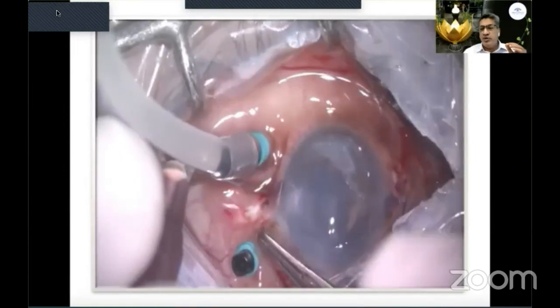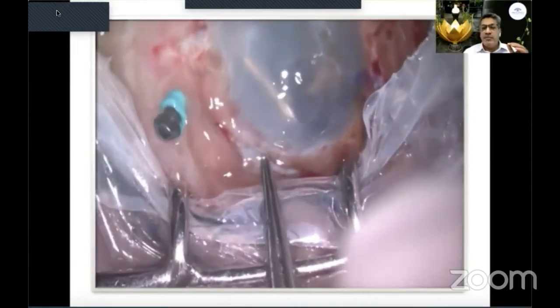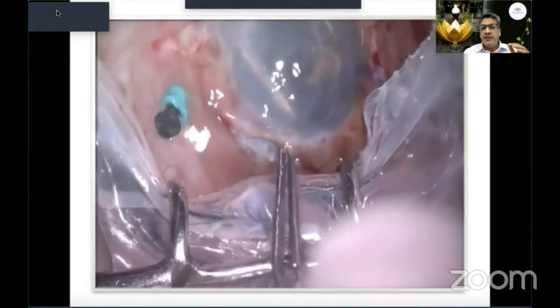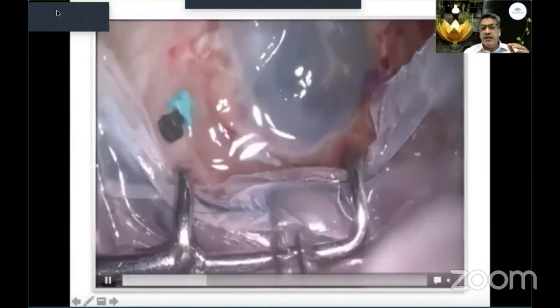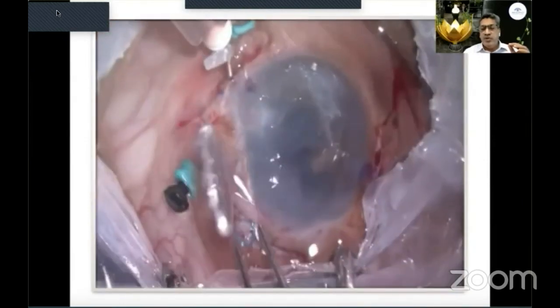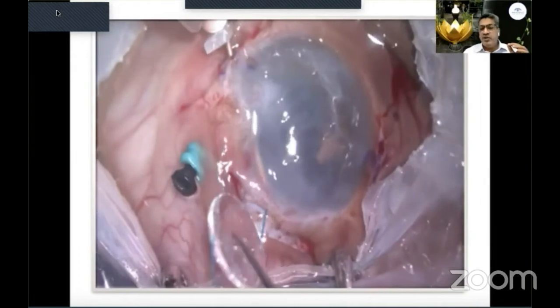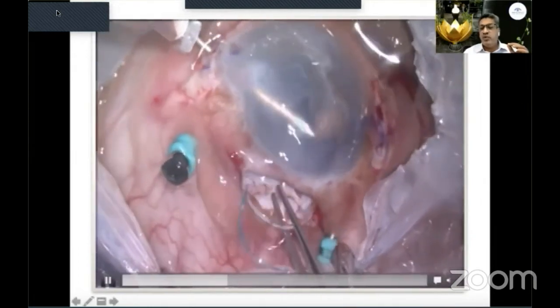And the chariot forceps really helps you to put the haptic into the tunnel. And you can see in this hazy cornea, you can beautifully bring the needle outside, and then you can do the threading, because it's so difficult to do inside when you have such a poor visualization.